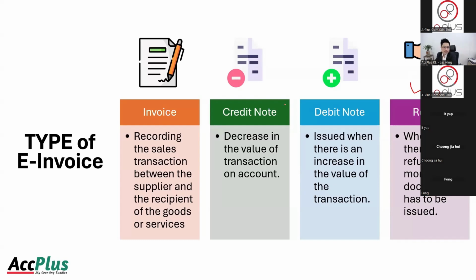Okay, so basically we have these 4 types of invoices. When you raise the e-invoice, you have to choose which one to use. I believe most of the time we will be using the invoice. Invoices, credit notes, and refund notes are the most common documents that we need to give our customers.